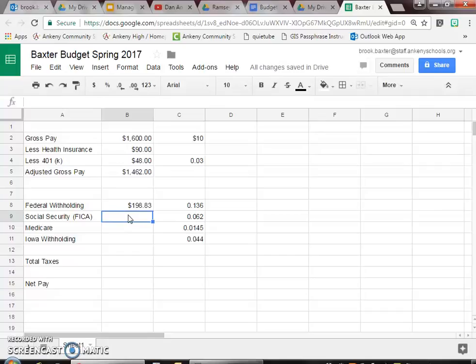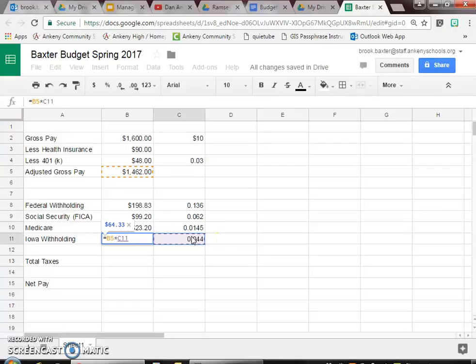For Social Security, if we look on our instructions, that is gross pay. So we're going to use the equal sign, gross pay times your percentage. Medicare is gross pay times, which is shift 8, your percentage. And then for Iowa withholding, it's adjusted gross pay. So it's going to be equal adjusted gross pay times, or shift 8, times the percent.